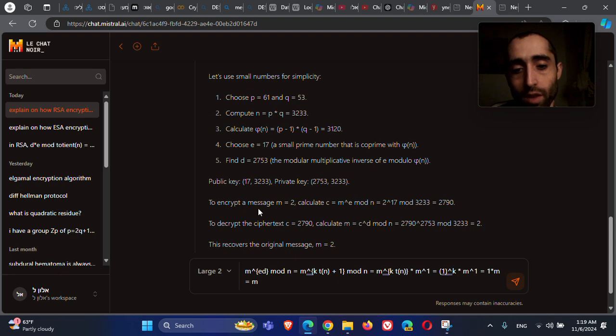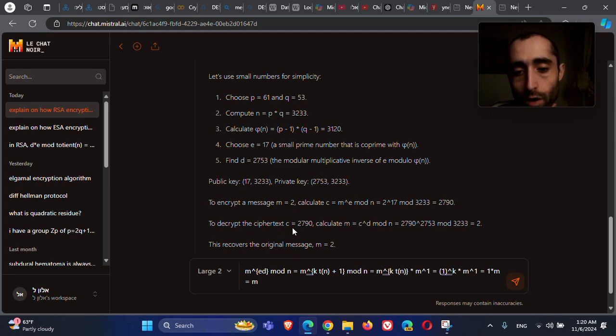Now we encrypt the message. We take the message and convert it to a number between 1 and less than n. We calculate the ciphertext, which is the message to the power of e, which is this small number that is coprime with the totient of n, which we have an inverse to, called d. So we take the message, raise it to the power of e in modulo n. This is the encryption part.